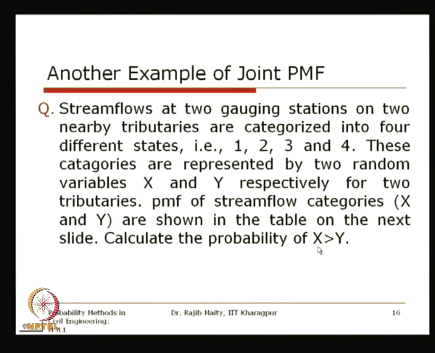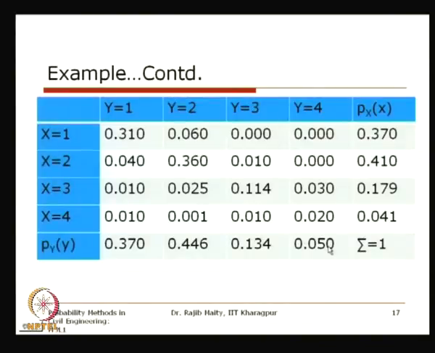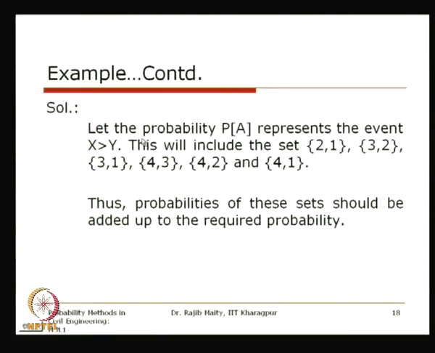If it were x greater than or equal to y, then we would have to take the equal parts as well, that is x equals 1, y equals 1, and x equals 2, y equals 2. We will not take them, because we are asked only for x greater than y. This is straightforward: the event is represented by the set (2,1), (3,2), (3,1), (4,3), (4,2) and (4,1). All these sets satisfy the condition x greater than y.